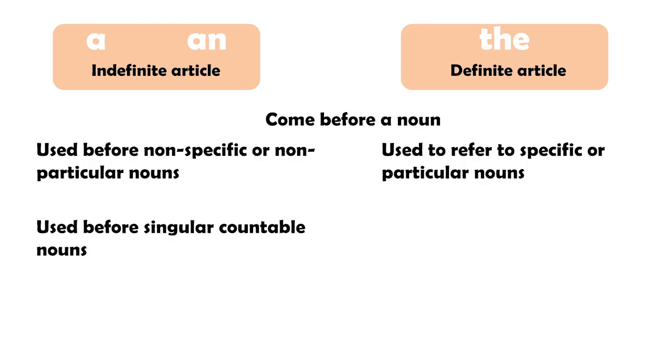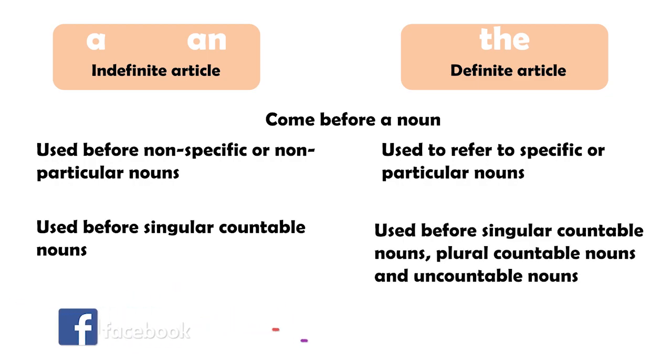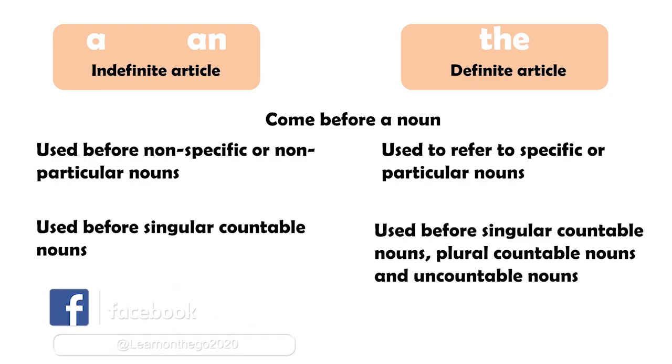The indefinite article is used before singular, countable nouns. The definite article is used before singular countable nouns, plural countable nouns, and uncountable nouns as well.